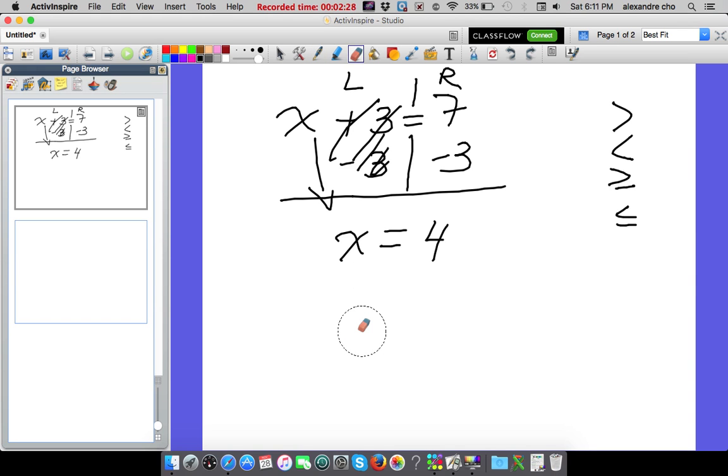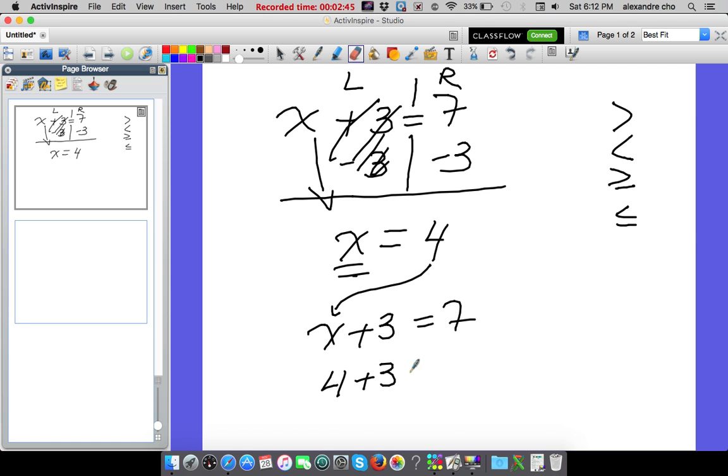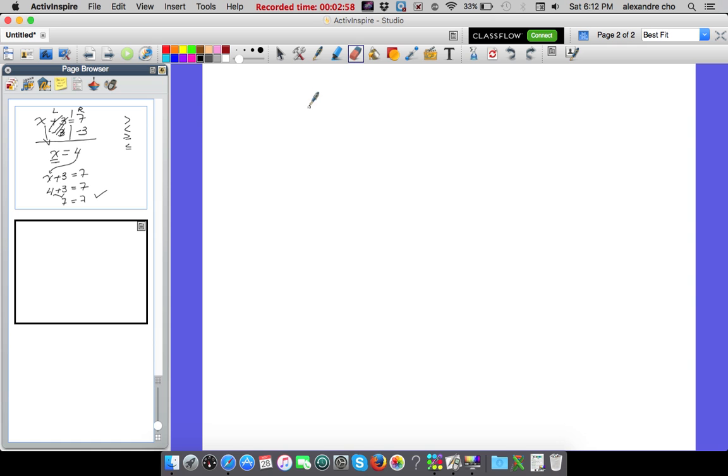Now, let me show you why that is your answer. If you go back to your original equation, x plus 3 equals 7, now you have the value for x, which is 4, right? You can substitute: 4 plus 3 equals 7. Is that a true statement? Yes, because these two added together is 7, which equals the 7 on the other side. Okay?